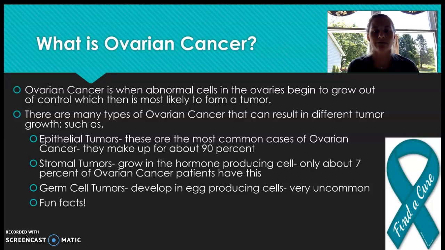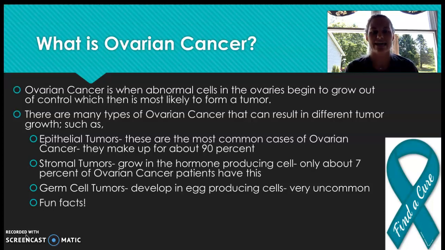There are many different types of ovarian cancer that can result in different tumor growth, such as epithelial tumors. These are the most common cases of ovarian cancer that we see. They make up about 90% of the population. Next are stromal tumors. Those grow in the hormone-producing cells. Only about 7% of ovarian cancer patients have this. Next are germ cell tumors. These develop in egg-producing cells. They are very uncommon.